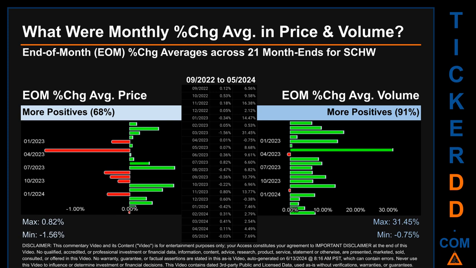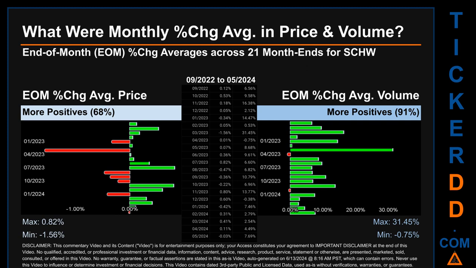From 09/2022 to 05/2024, 15 out of 21 month ends had a positive percentage change in average price. That is 68% of month ends saw a positive percentage change in average price. In terms of volume, 20 out of 21 month ends had a positive percentage change. That is 91% of month ends saw a positive percentage change in average volume.